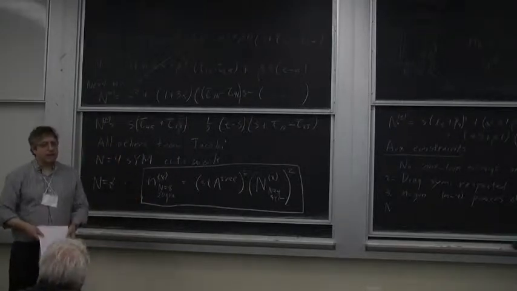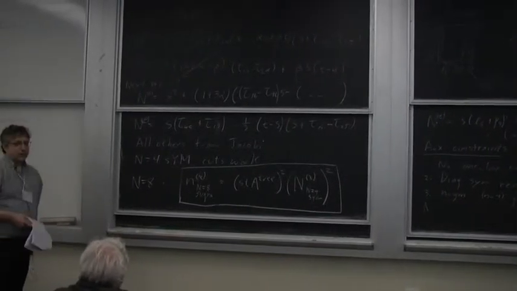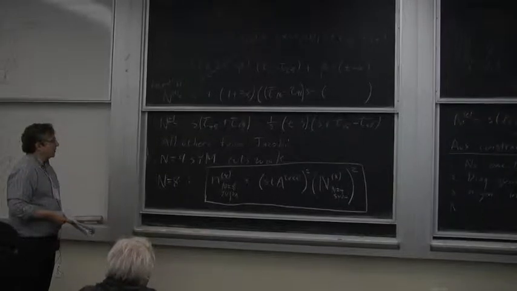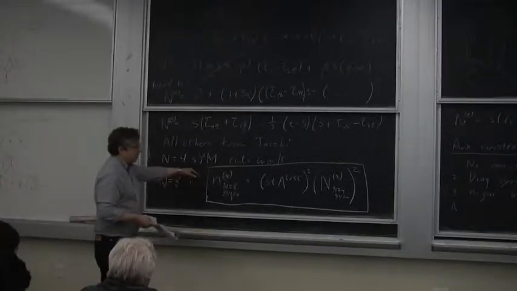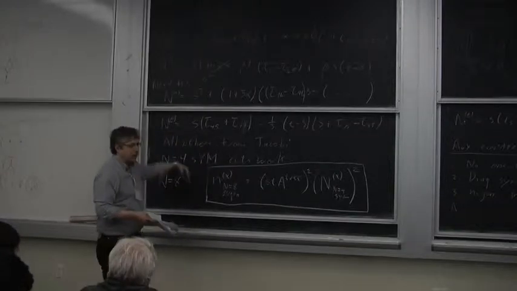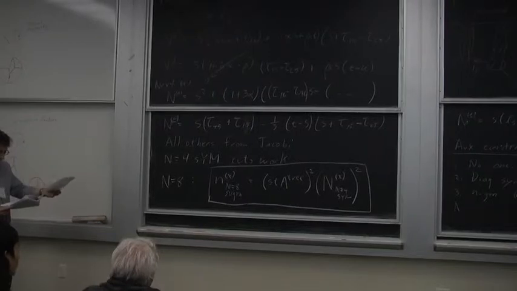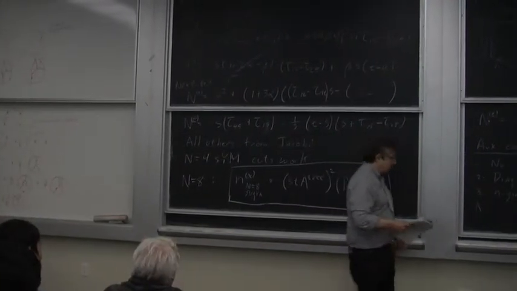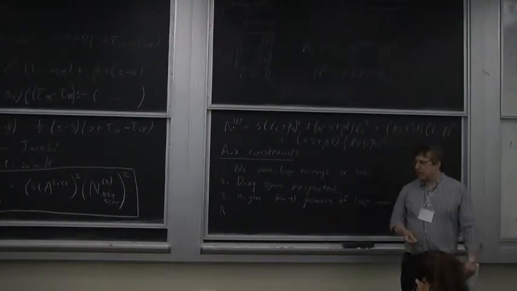So this basic idea is how we did, say, 4 loops in n equals 8 supergravity. Certainly the better way. We actually first did it by unitarity, but then this is a much better way of doing it. Now, the problem that we're really interested in is the 5-loop case. So let me just jump to that and tell you about that story.